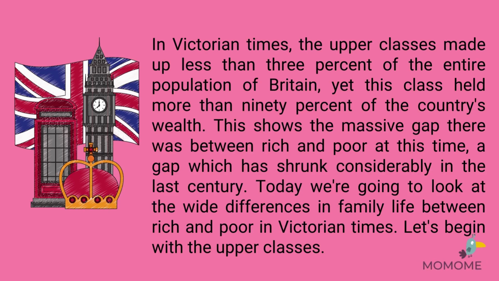In Victorian times, the upper classes made up less than 3% of the entire population of Britain, yet this class held more than 90% of the country's wealth. This shows the massive gap there was between rich and poor at this time, a gap which has shrunk considerably in the last century. Today, we're going to look at the wide differences in family life between rich and poor in Victorian times. Let's begin with the upper classes.